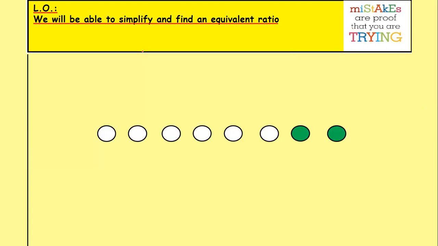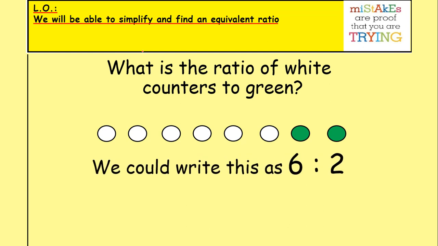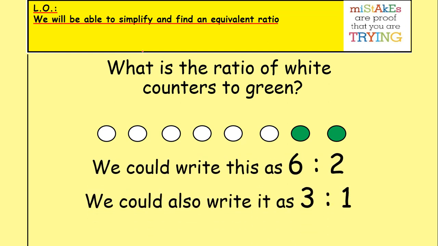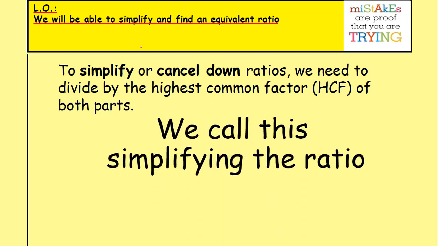Now, the next thing is we need to talk about something else. For instance, here the question asks what is the ratio of white counters to green, and I'm pretty sure you know now it is 6 to 2. However, we can write it as 3 to 1. What happened here? We simplified our ratio. To simplify or cancel down ratios, we need to divide by the highest common factor of both parts. This we call simplifying ratios. Highest common factor is the number which goes into both without remainder, and the highest one.